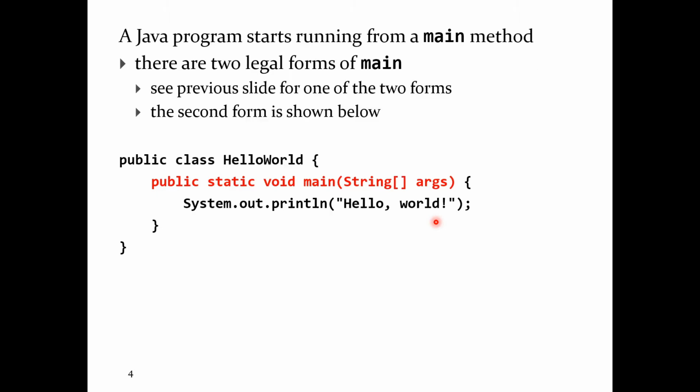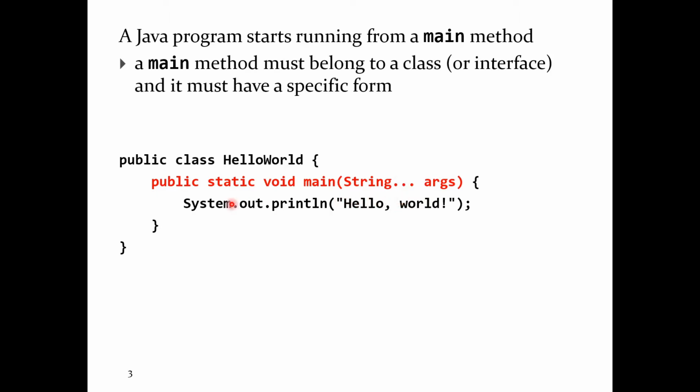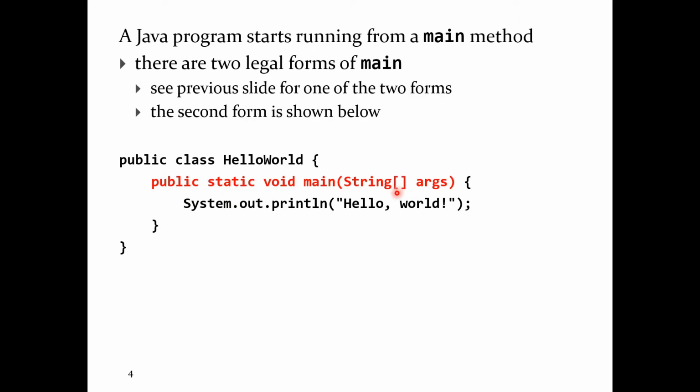Okay, now there's actually two legal forms of the main method. On the previous slide, we had public static void main and then String followed by a name. The other, more common form is public static void main and then String with square brackets. It's not important that you know what the square brackets mean. We'll get to that next week. But there are two different forms of the main method, and you can use either form.